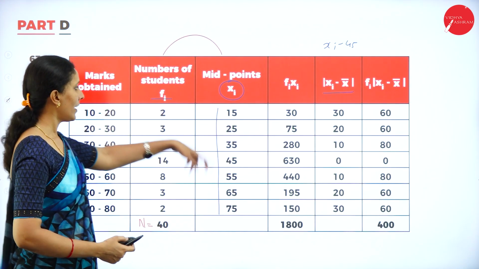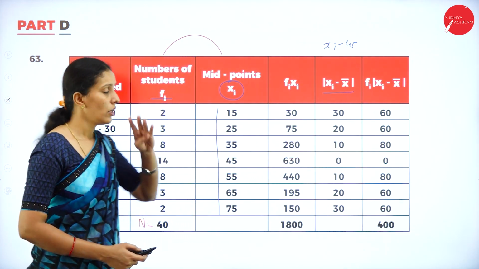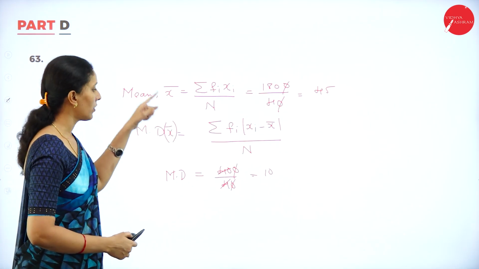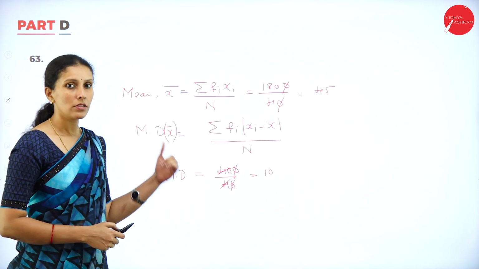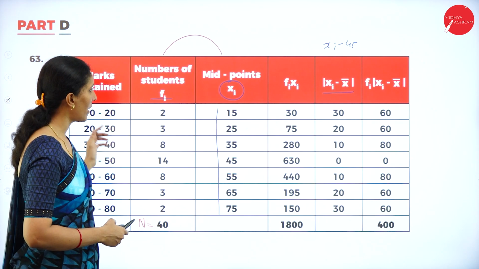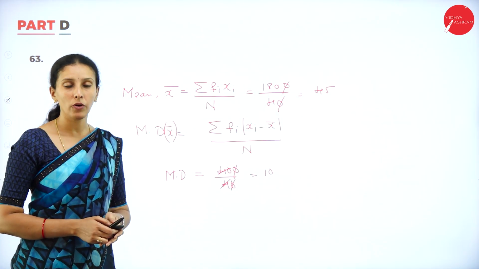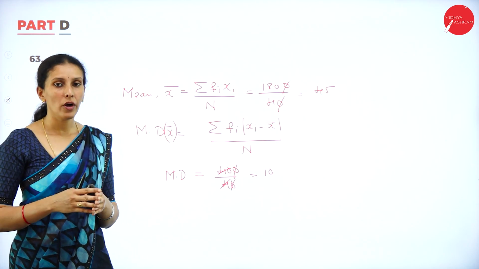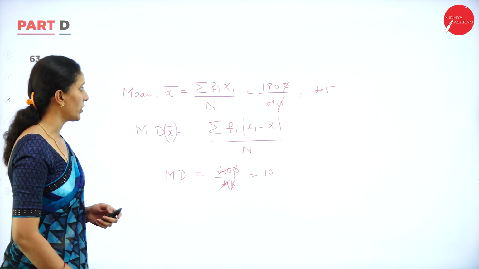So, writing each column here, 1, 2, 3, 4 columns, you are writing, that carries 4 marks, and 1 mark for the calculation to find mean and mean deviation. So this is how we distribute the marks to find the mean deviation about mean, and it is the same for mean deviation about median also. I hope you understood how to attend a 5 marks question. Let's move to the 10 mark questions now.